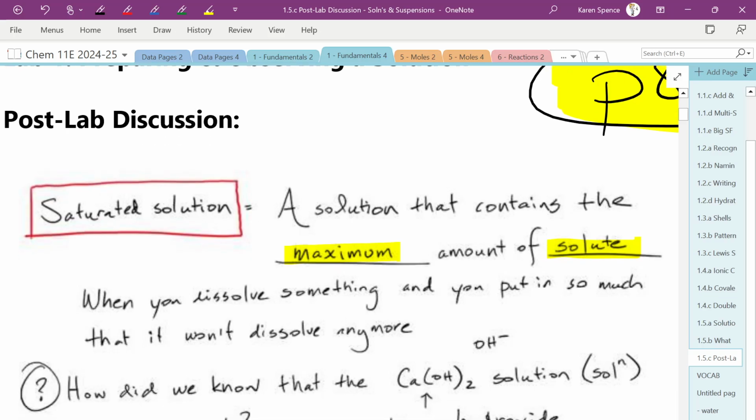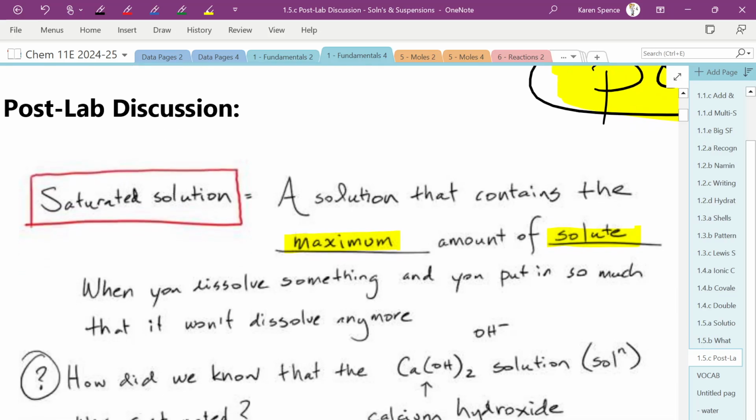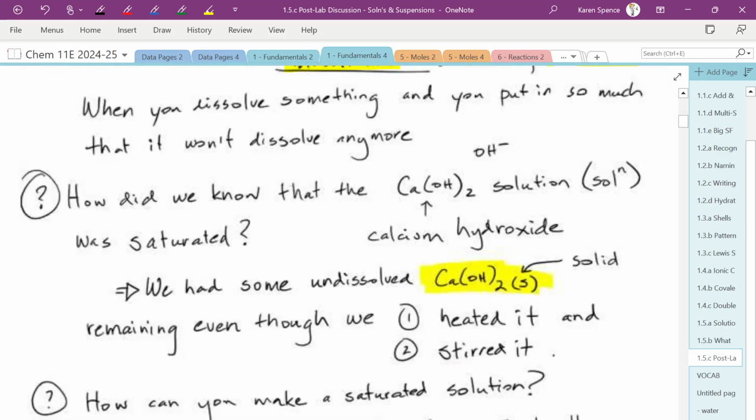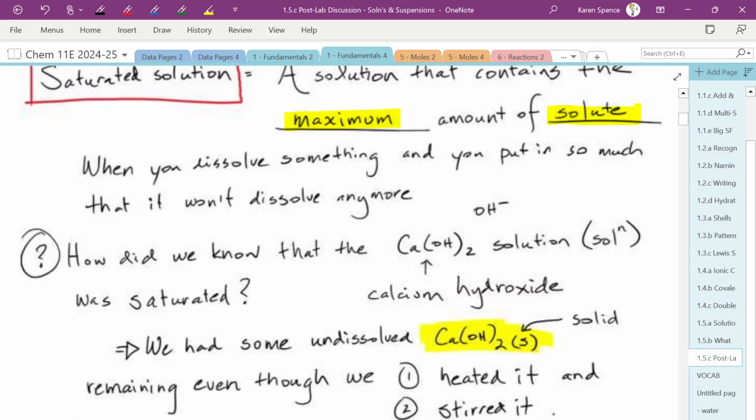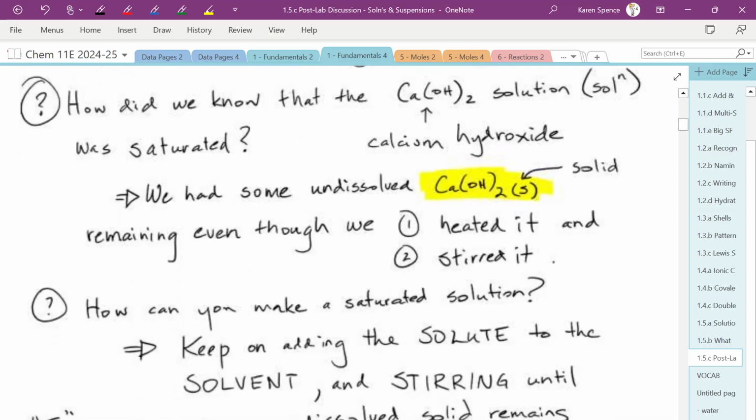How did we know that the calcium hydroxide solution was saturated? When we made our solution on Wednesday last week? Yes. There were still little particles in there. We stirred it, we heated it, and still there were little particles in there. Okay, so that is a saturated solution.